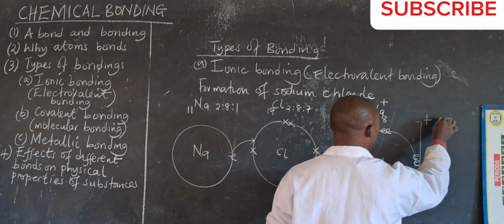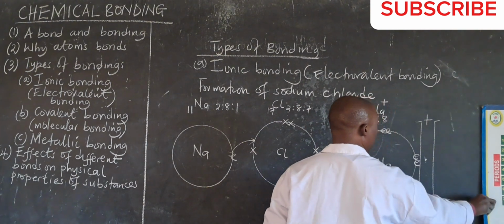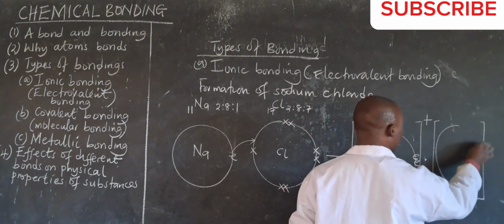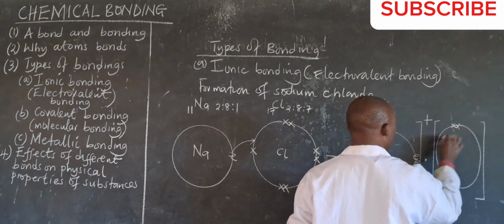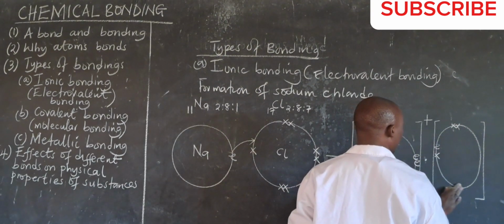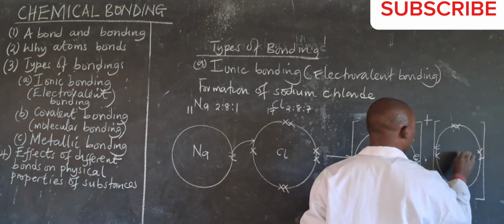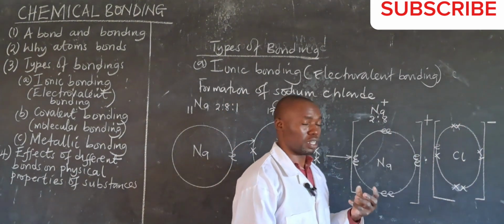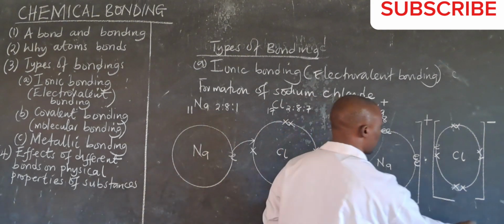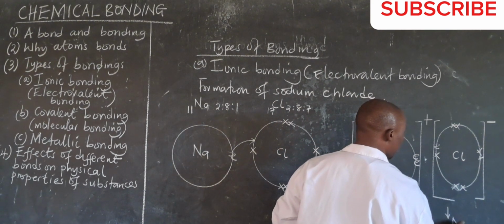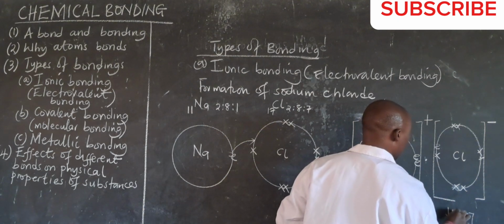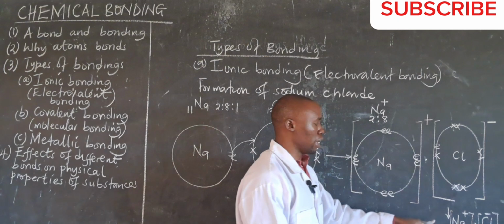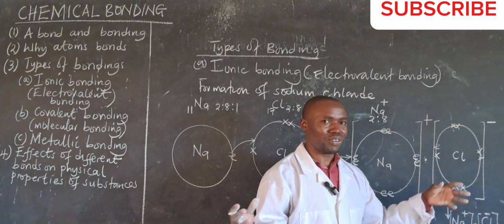Then it will be in contact with chlorine, which has 8 electrons now in the outermost shell. So this has become an ion, a chlorine ion, or in better language, a chloride ion. In this case, these 2 ions combine electrostatically. That means like and opposite charges attract.